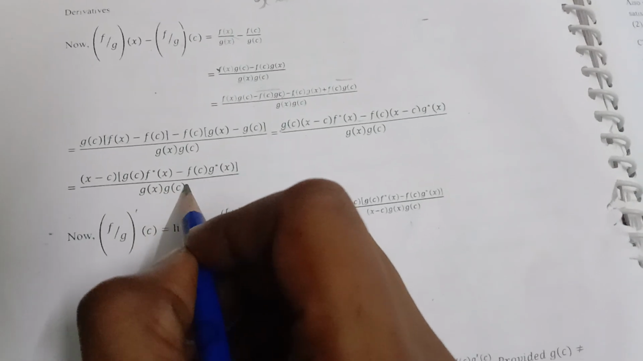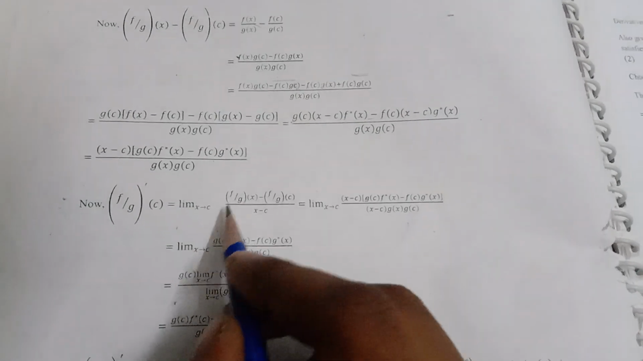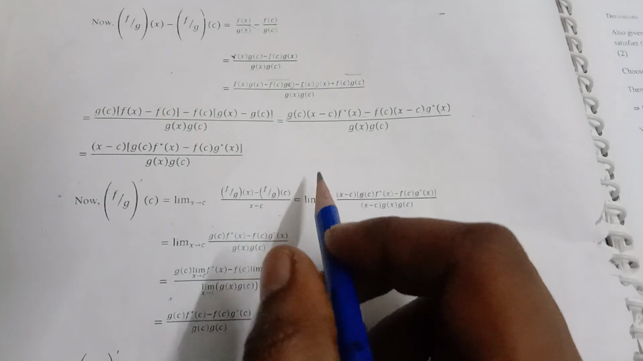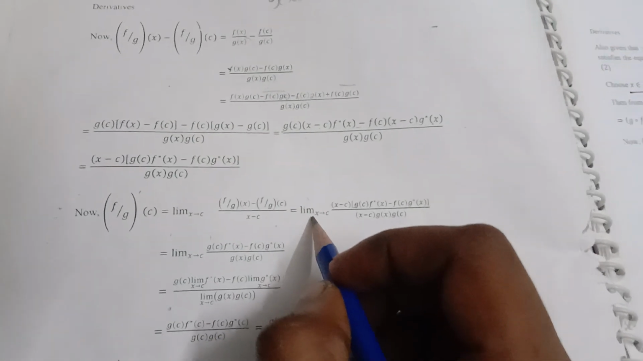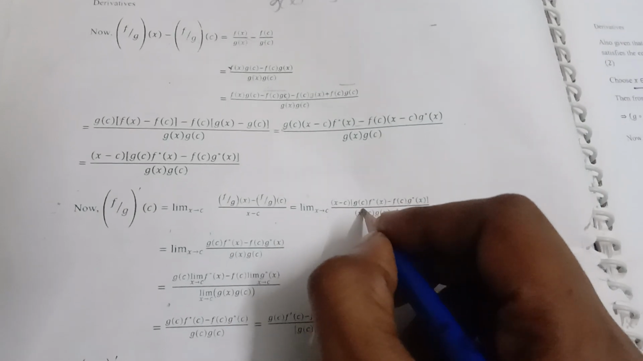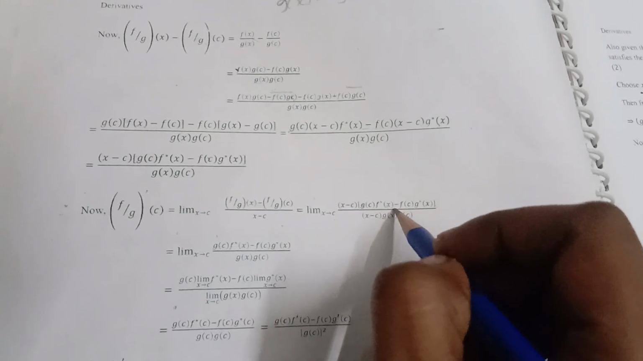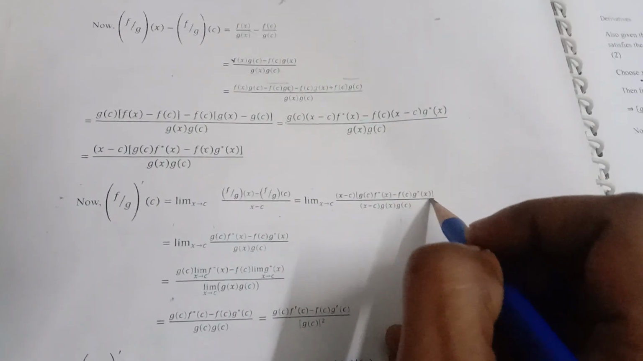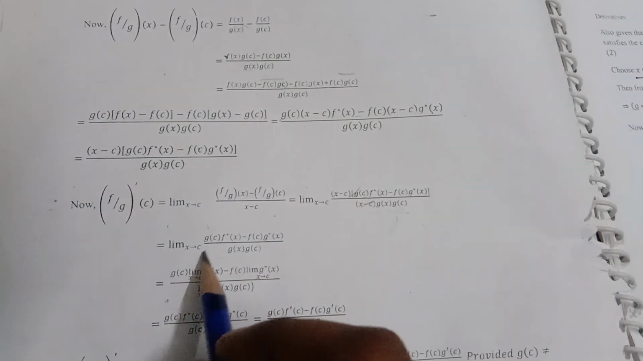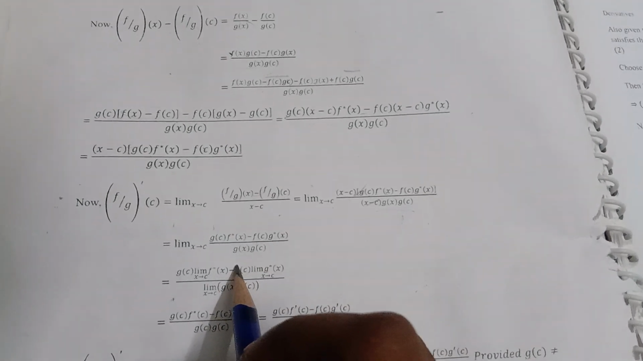So we get these values and we have to differentiate. So (f by g) dash of c equals the limit x tends to c of (f by g)(x) minus (f by g)(c) divided by x minus c. Here, as the limit x tends to c, we substitute, and these two x minus c terms are getting cancelled, and the left terms are g(c) f*(x) minus f(c) g*(x) divided by g(x) g(c).